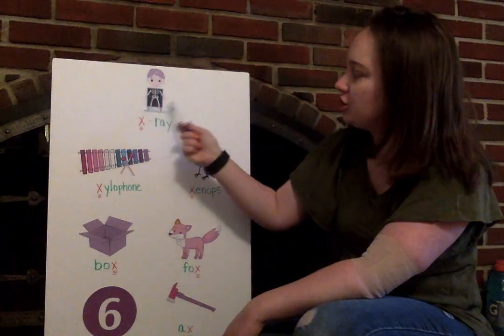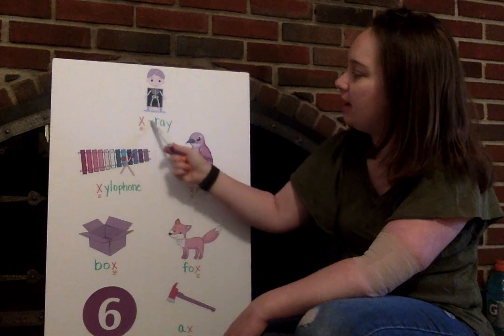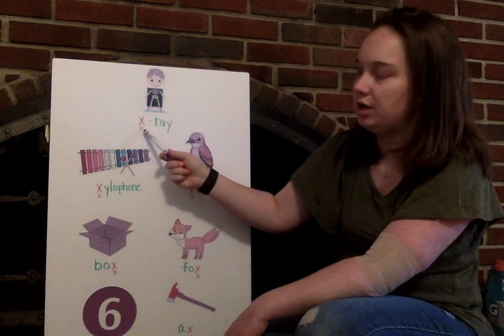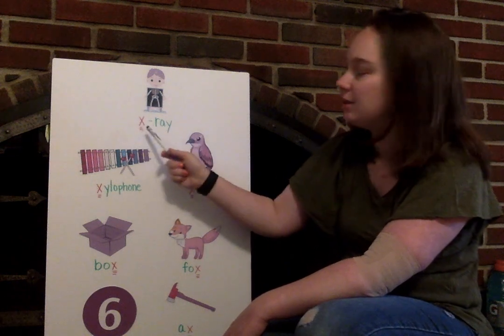Okay. So, here are some words that begin with the letter X. This is a picture of an X-ray. X-ray has the X in the beginning of the word. And it also has the X sound. X-ray.